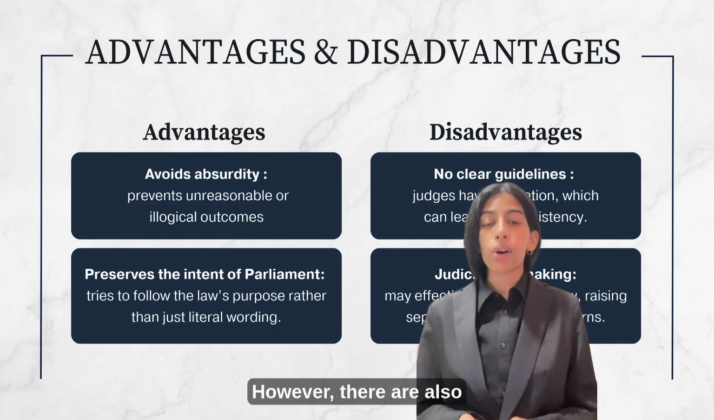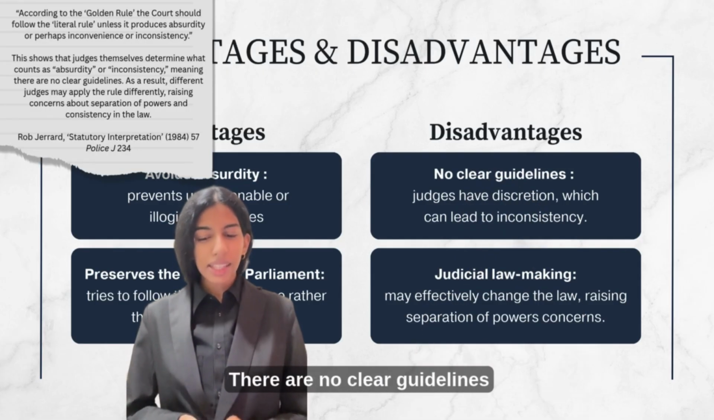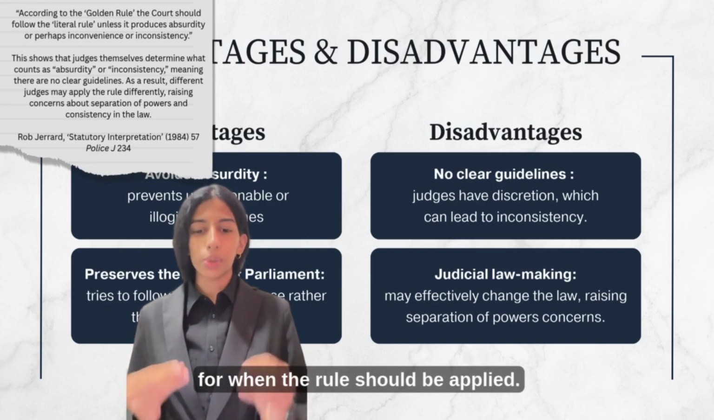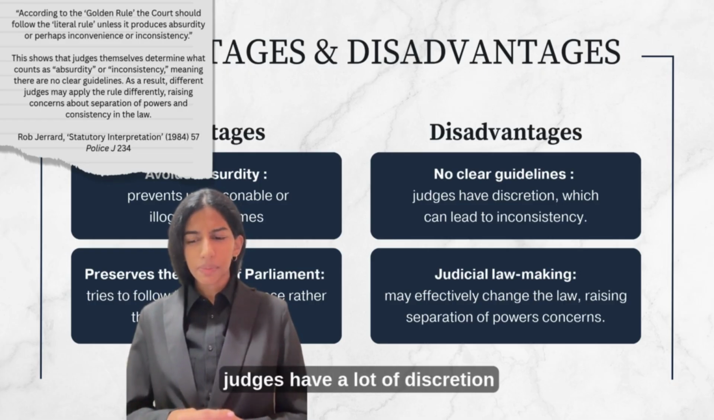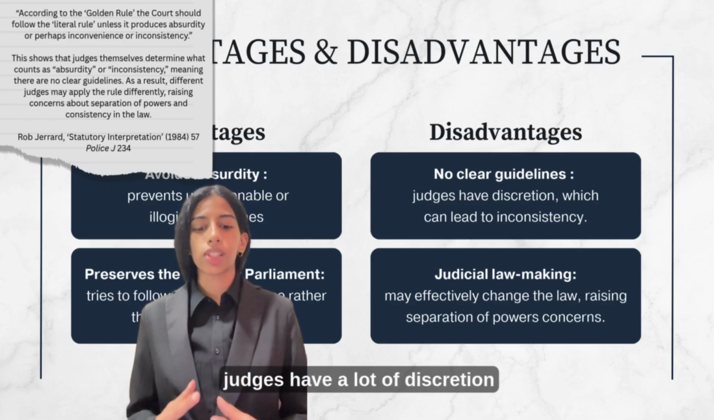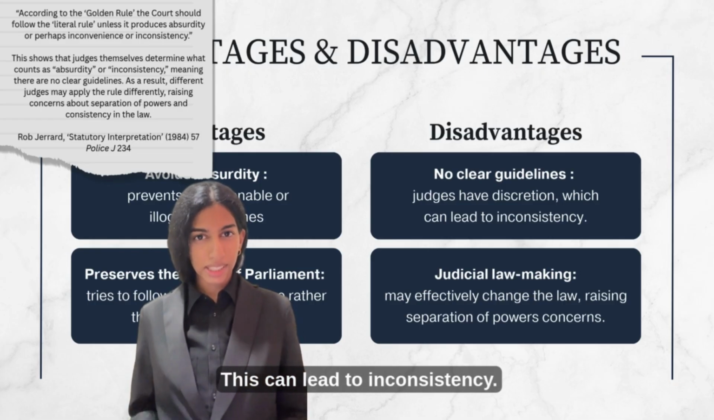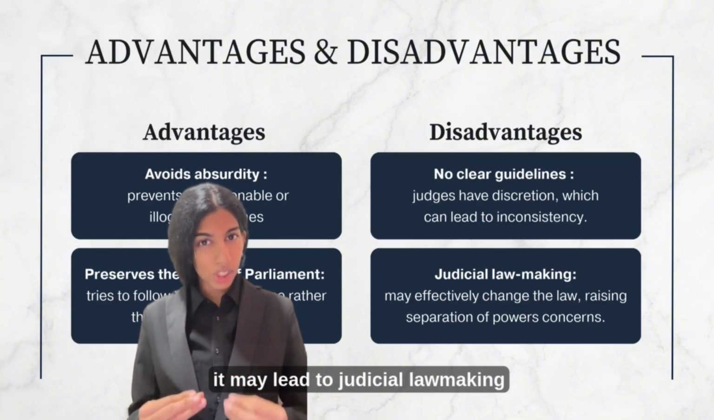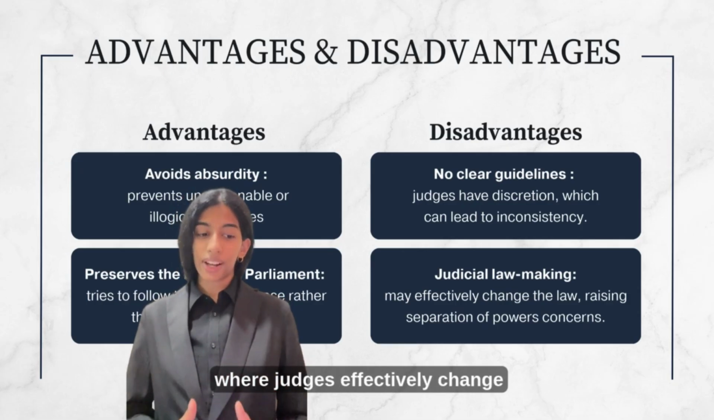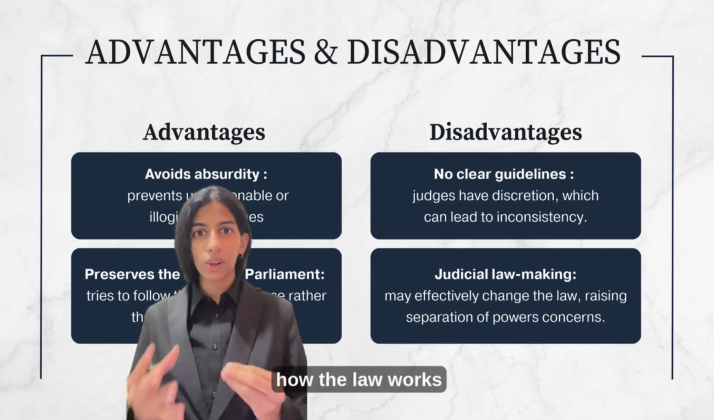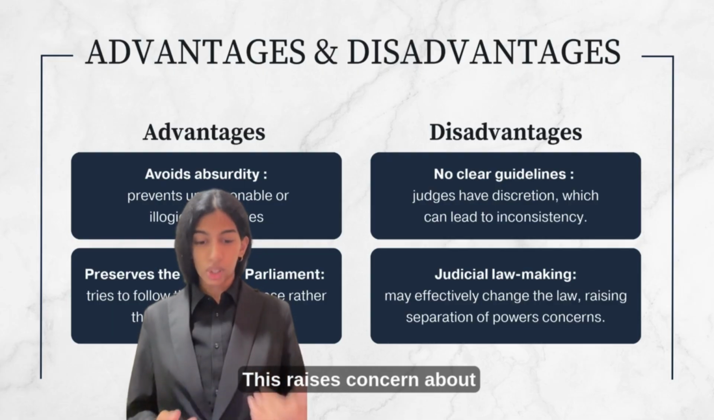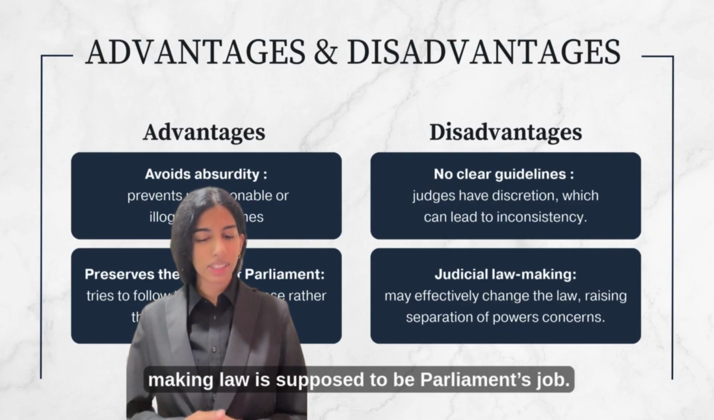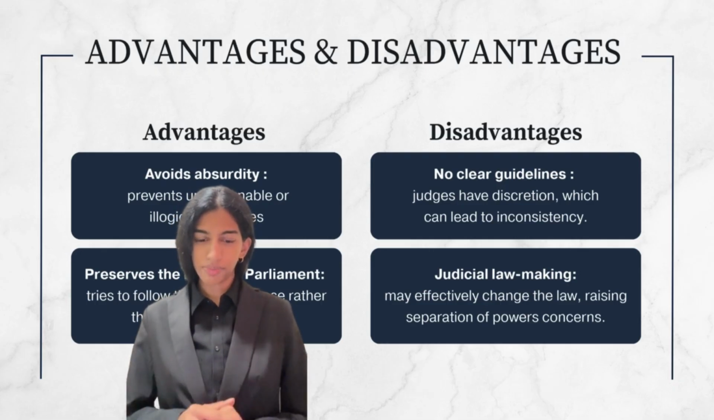However, there are also disadvantages. There are no clear guidelines for when the rule should be applied, which means judges have a lot of discretion. This can lead to inconsistency. Additionally, it may lead to judicial lawmaking where judges effectively change how the law works. This raises concern about the separation of powers, since making laws is supposed to be Parliament's role.